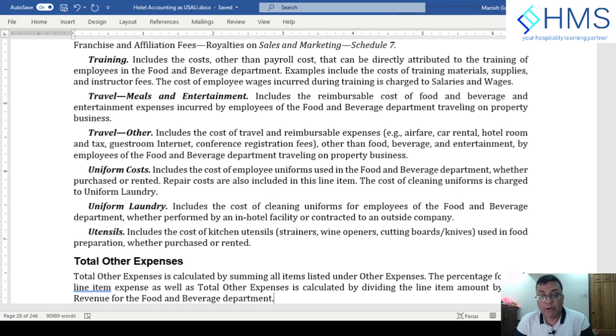And then lastly you have the utensils. The utensils are used for the kitchen: strainers, wine openers, cutting boards, knives used in food preparation, whether purchased or rented. So that's all about the F&B expenses.